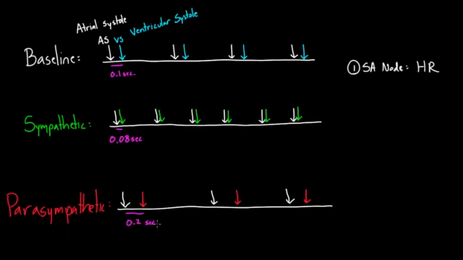Maybe it's double. So you can see that the SA node had a change in heart rate, and the AV node, because of this sympathetic or parasympathetic drive, had a change in delay. So these are the two big changes that you see when sympathetic and parasympathetic nerves are acting on the SA node and AV node.